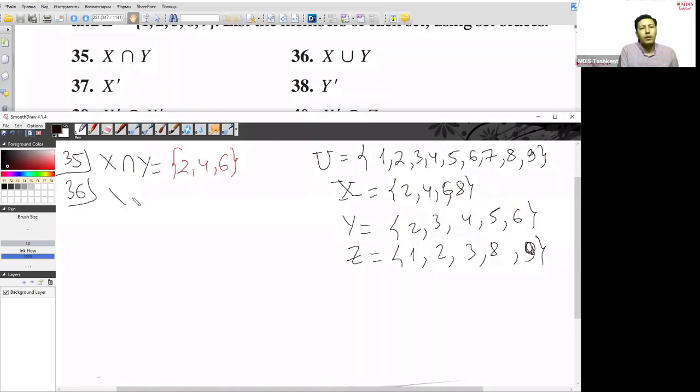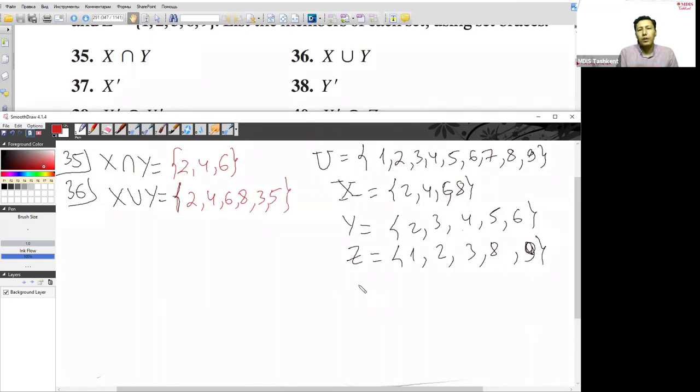36. X union y. Now we have to unite them. So what do you do? You just copy both sets without repeating same element twice. Order doesn't matter, so let's copy x first, 2, 4, 6, 8. Then write down y. 2, we have already. 3, we don't have, I write 3. 4, we have already. And 5 and 6 we have. That's it.